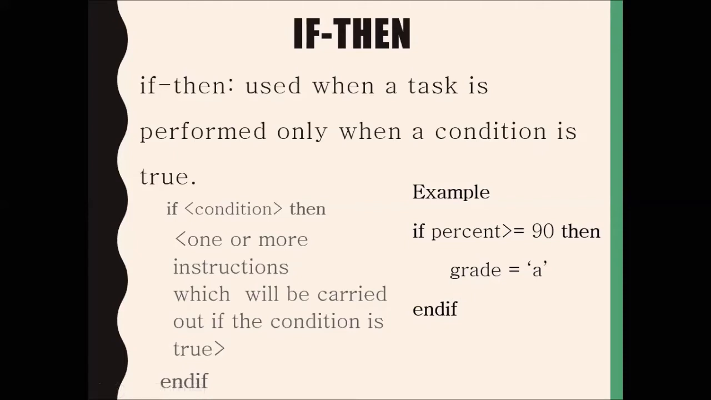So this part here will only execute if the condition right here is true. So if the person's grade is not greater than or equal to 90, let's say the grade is 89, nothing will happen. If the person's grade is 70, nothing will happen in that regard. Are we clear?